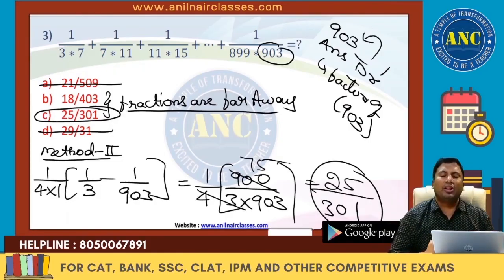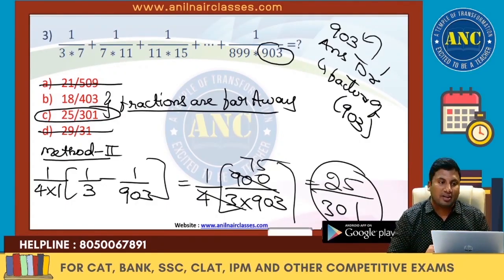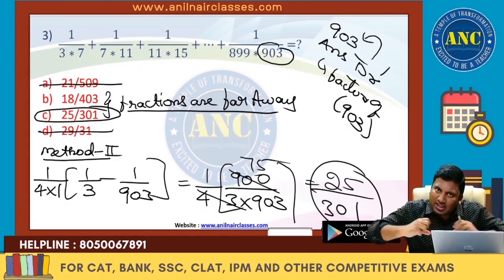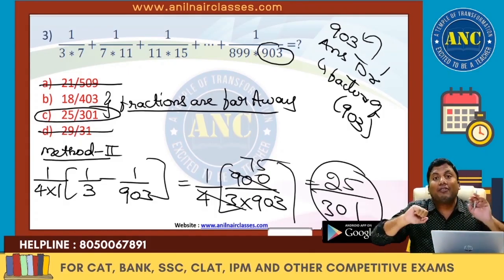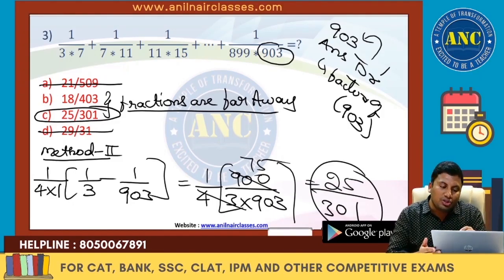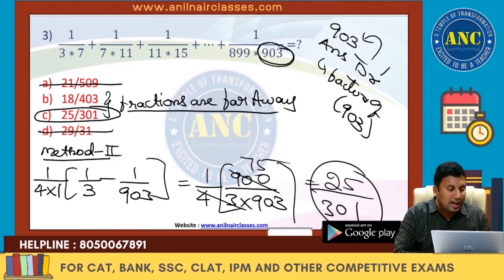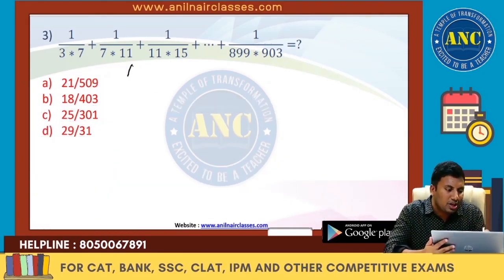Even if you forget method 2, you can still solve this question by using the approximation method. The approximation method is used when the answer options' fractions are very far away from each other. Don't use the approximation method if answer options are closer to each other. Use the denominator factor concept just to eliminate answer options. We are stuck between 18 by 403 and 25 by 301. Now, the approximation approach.